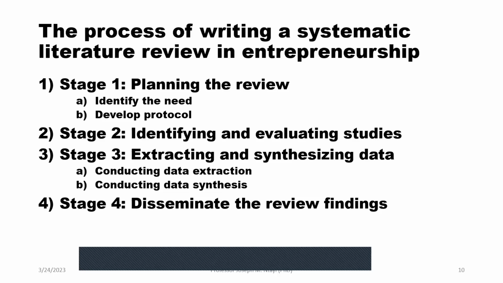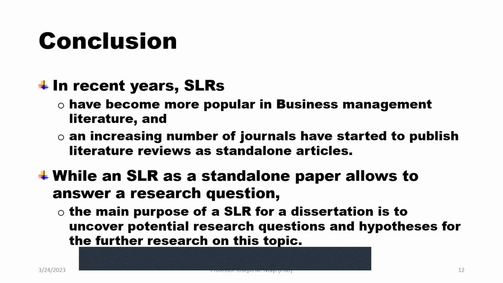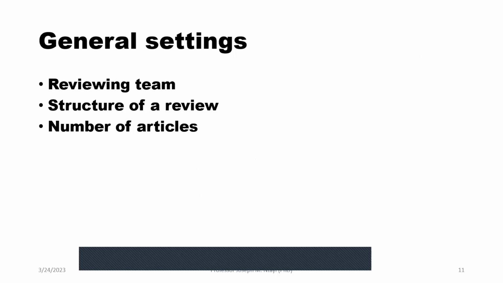So as I conclude, that was step number 4. Then the general settings, these are very important. The reviewing team, the structure of a review, and the number of articles, these are very important things. Of course, in research, we know that few articles are single authored. These days, people work as a team. And I want to encourage you, if you're going to undertake a systematic literature review, to think about the reviewing team, right? You can do it maybe in a team of around 3 people.